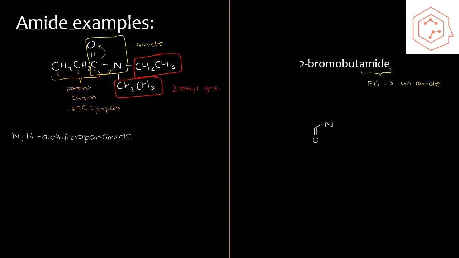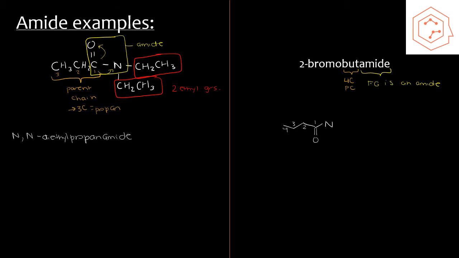Next, we can find the length of our parent chain by looking at the prefix right before amide, which is the word but. And but corresponds to a 4-carbon parent chain. So here would be carbon 1 on our parent chain. Just going to keep going. This is carbon 2, this is carbon 3, and this is carbon 4. And that's our completed parent chain.